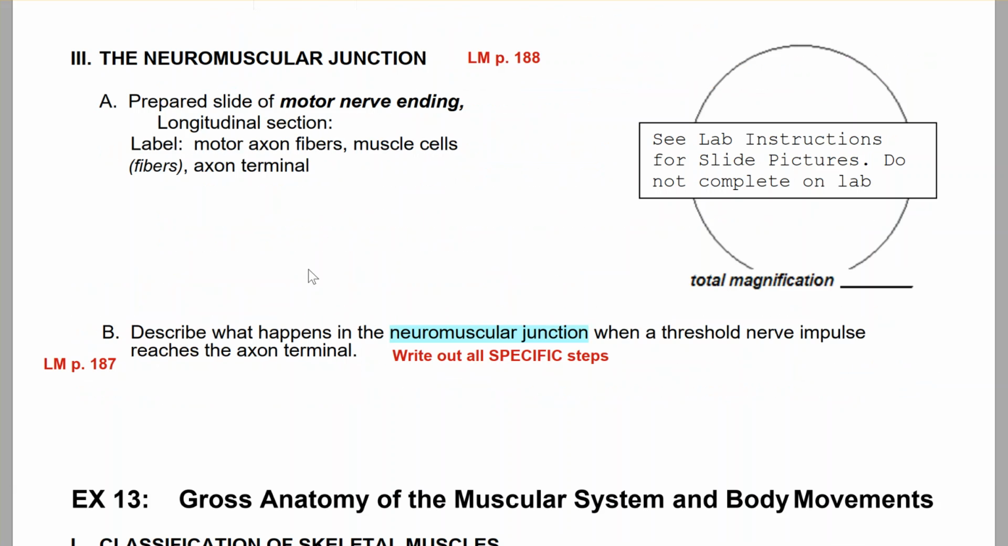All right, so here we are at your lab on page 2, and that's where you're asked about the neuromuscular junctions. So you're going to look at a couple of pictures. There's a link in your online instructions to a really good picture that's labeled well, and then there's also a picture on page 188 of your lab manual. These are the pieces of vocabulary that you should be able to identify: motor axon fibers, muscle cells, axon terminals. And then B has you describe what happens in the neuromuscular junction. This is not a quickie one-off sentence answer. There are multiple steps to what occurs at a neuromuscular junction, and I want you to understand all of them. Check out Lab Manual, page 187 for that.